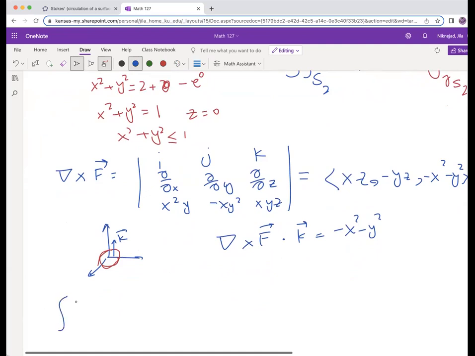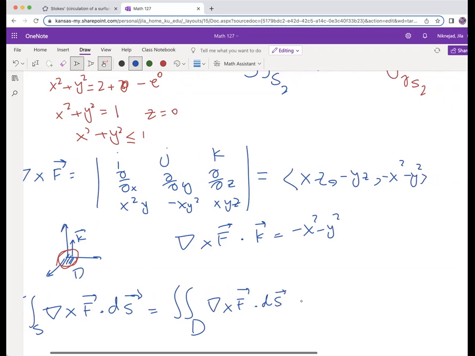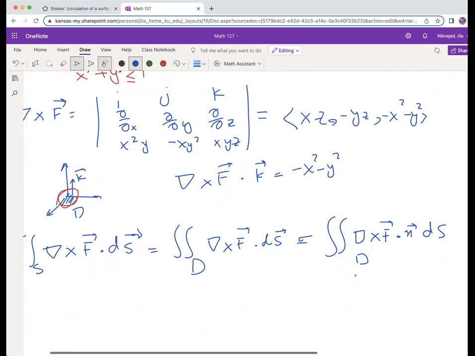Again, what am I doing? I'm computing the surface integral on S of curl of F, and if we call this disk D, it's the same thing as computing it on D. I computed curl of F dot k, and this is the curl of F dot the little normal vector dS on D. D is a two-dimensional disk. So how do I compute a double integral on a disk?